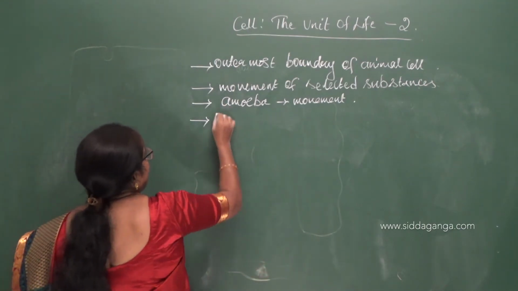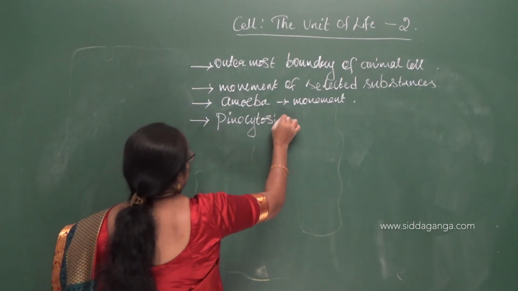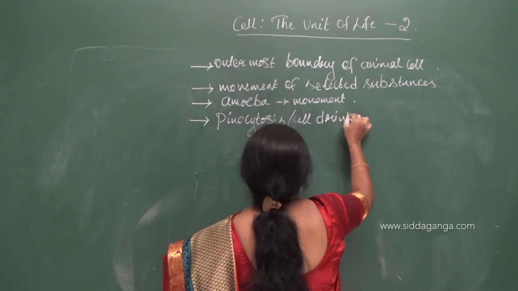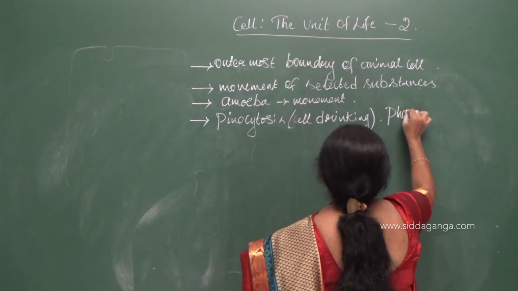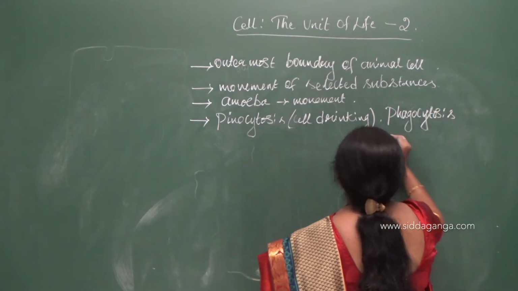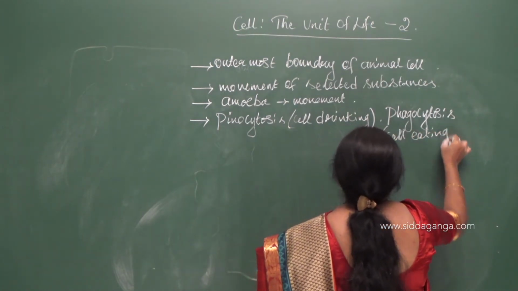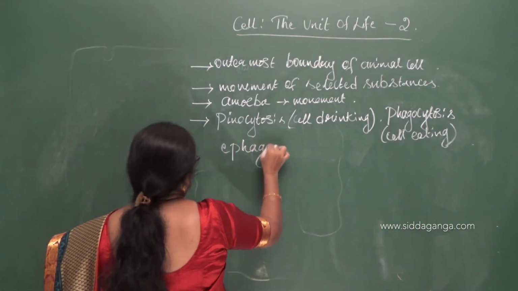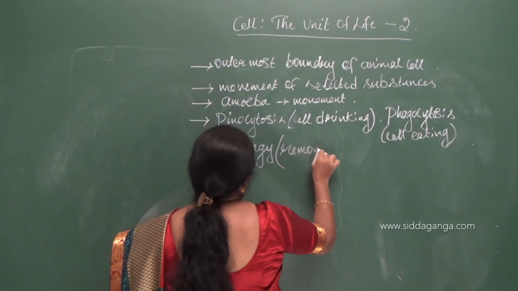So, plasma membrane also promotes pinocytosis, which is also called cell drinking, and phagocytosis, which is called cell eating, and also ephagy, which means to remove the unwanted or the waste.